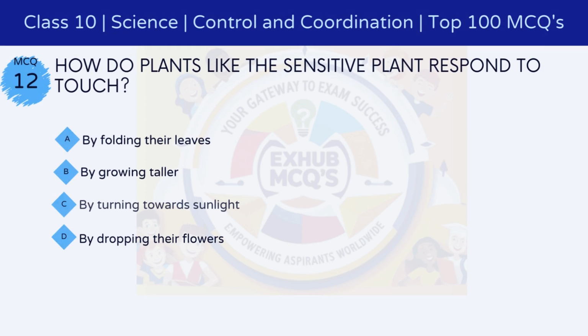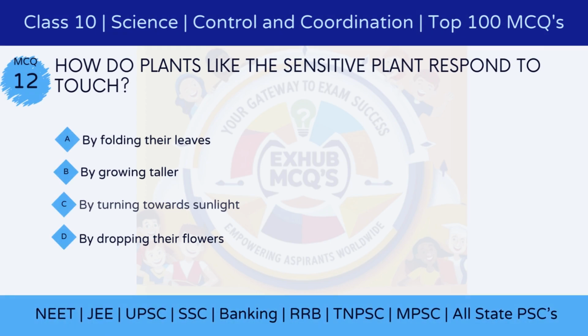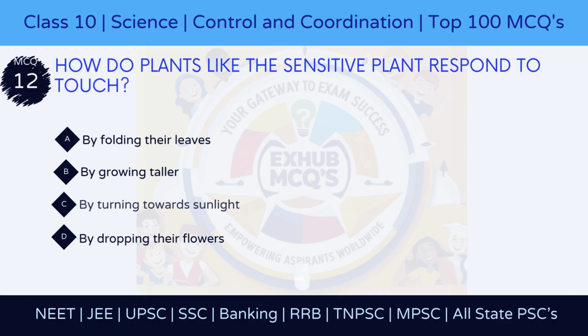PYQ 12. How do plants like the sensitive plant respond to touch? Option A, by folding their leaves. Option B, by growing taller. Option C, by turning towards sunlight. Option D, by dropping their flowers.